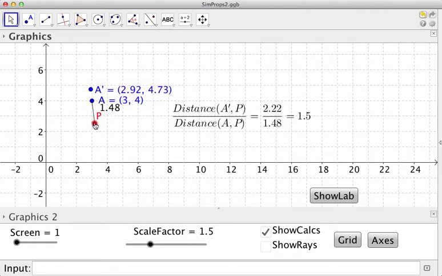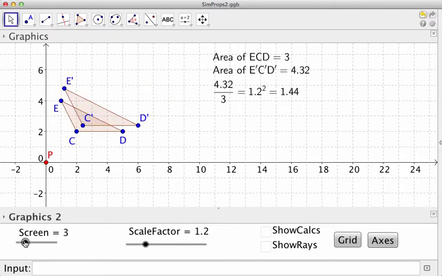Now, for example, we see that although the scale factor is set at 1.5, the ratio of A prime's x coordinate to A's x coordinate is no longer 1.5. In fact, they're equal to each other because P has the same x coordinate as A.